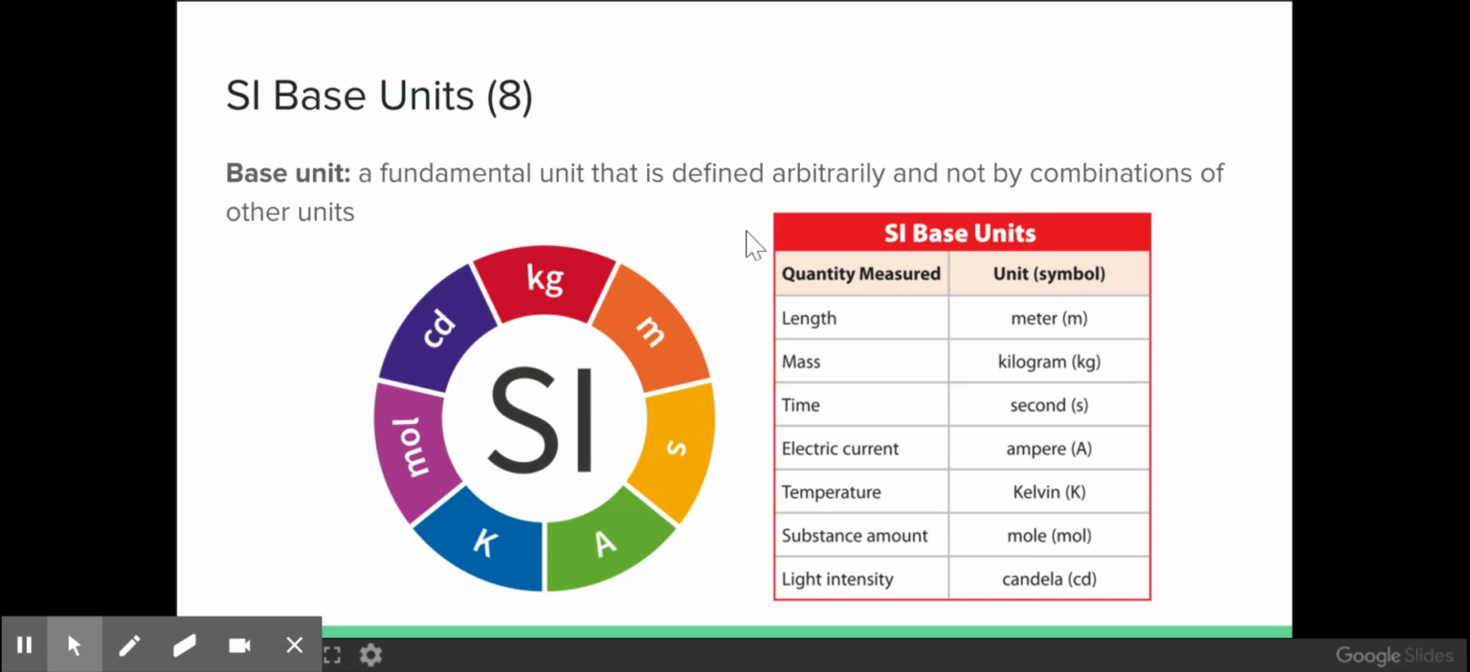And the ones that are the most important to us are length, mass, time, temperature, and substance amount. The meter, the kilogram, the seconds, the Kelvin, and the mole. Those 5 units are the ones that you should know in terms of SI-based units. Ampere and light intensity, that's more of a physics concept, and you'll be dealing with those should you take physics after this class.